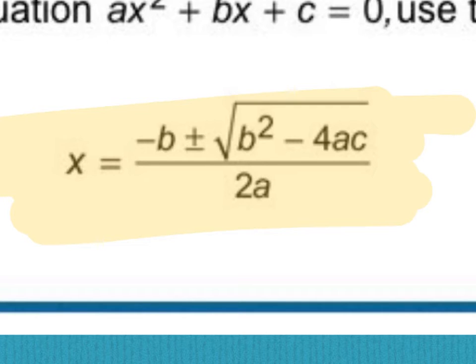Have to. Is that like the formula? This is the quadratic formula. The worst formula you're ever gonna have. Yes.